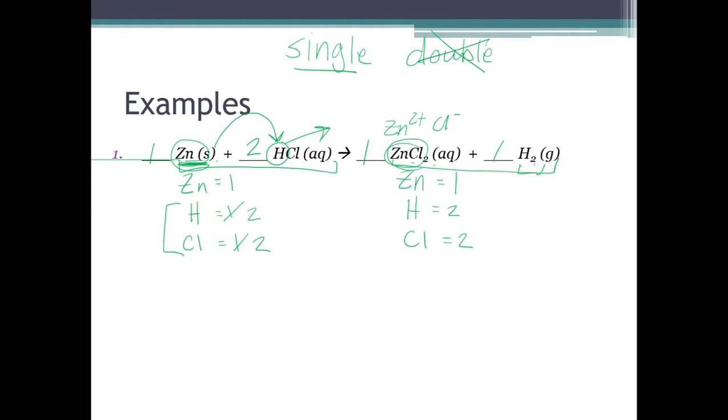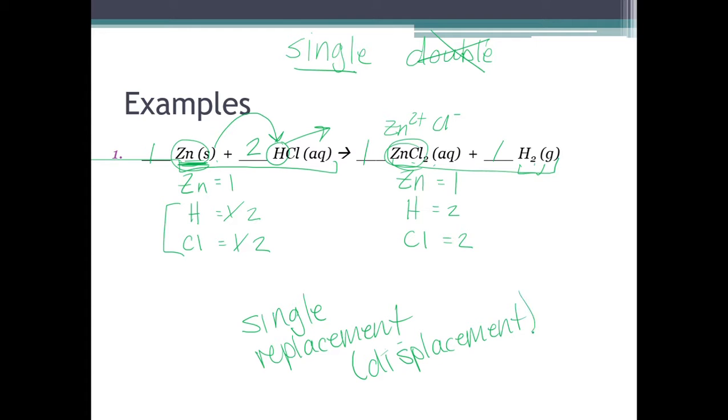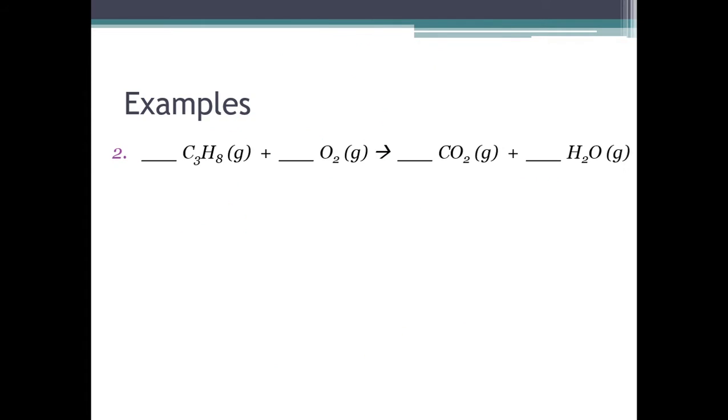Be aware it's coming. As far as this problem, this is a single replacement. You may sometimes also see them called displacements. A single displacement. All right, 1 down. Let's look at another example here.